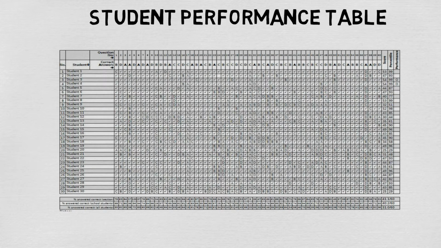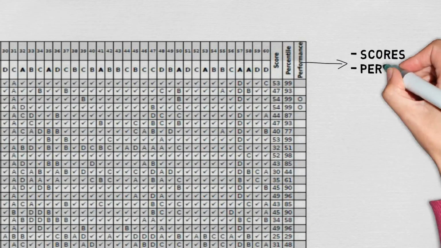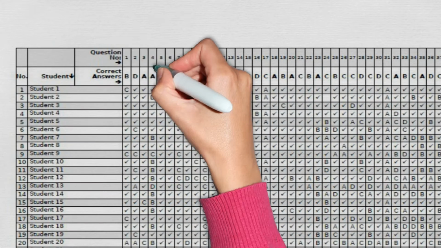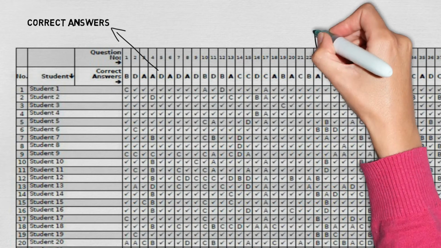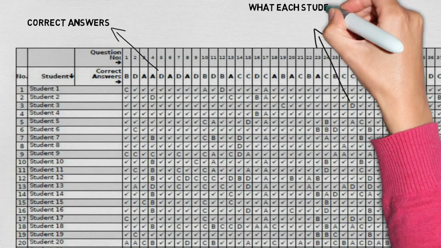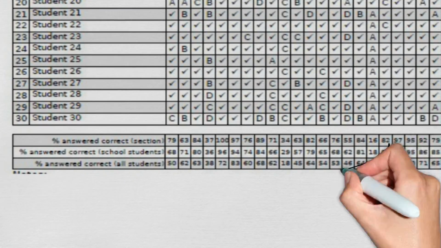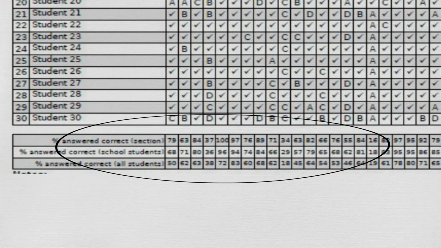This is basically a scorecard of all my students. But it not only contains the scores, but it also has the percentiles and the certificates awarded to my students. For my reference, this also contains the correct answers and what option each student has chosen for each question in the paper. This table also tells me what the performance of the question is in my class, in my school, and across the country. Wow! Using this, I can see some questions where my students have done remarkably well.